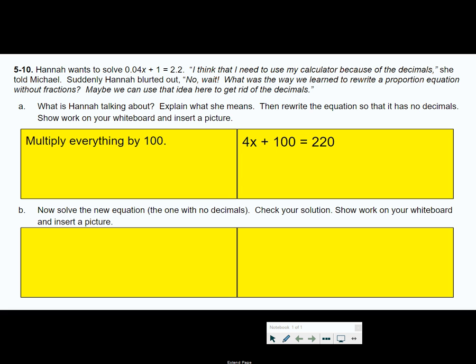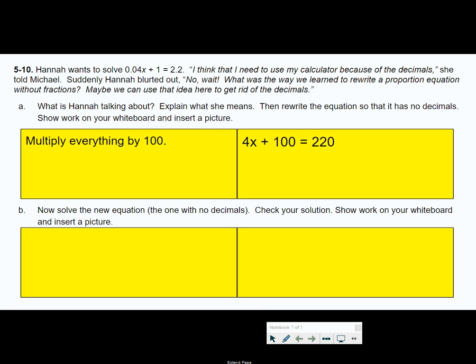So this first problem we talked about says Hannah wants to solve 400x plus 1 equals 2.2. "I think that we need to use my calculator because of the decimals," she told Michael. Suddenly Hannah blurted out, "No, wait, what was the way we learned to rewrite a proportion equation without fractions? Maybe we can use that idea here to get rid of the decimals." What is Hannah talking about? Explain what she means. Then rewrite the equation so that it has no decimals. Show your work on your whiteboard.